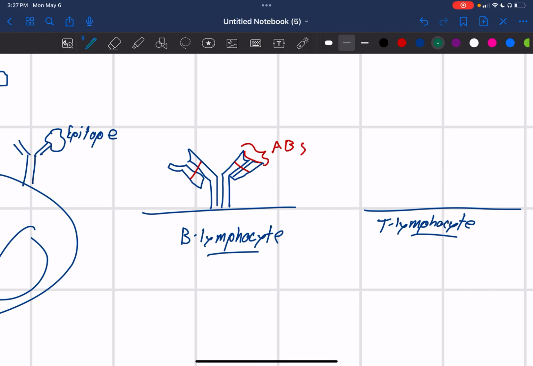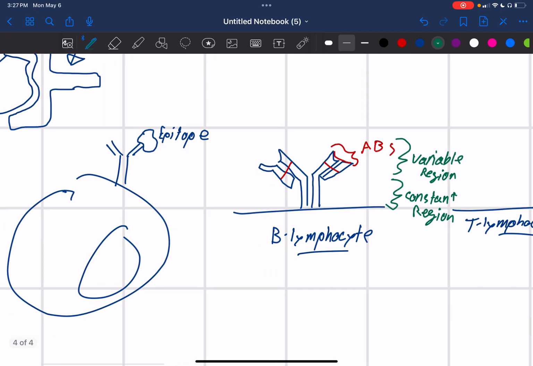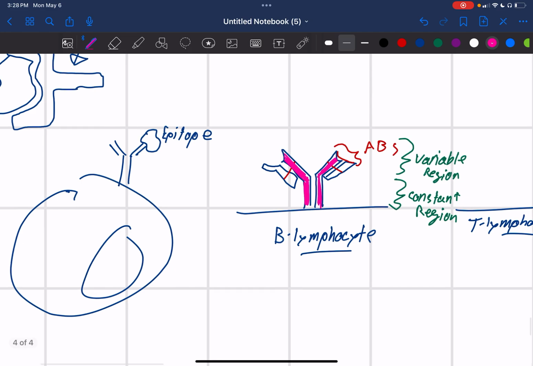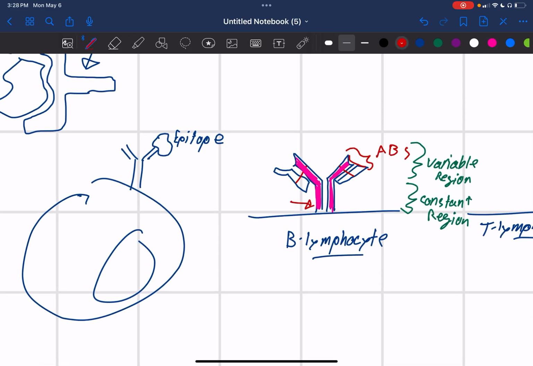So we have two different types of regions. We have what is called the variable region, and then we have the constant region. The variable region is going to be the region on top. The constant region is going to be the region on bottom. Top and bottom, right? So we also have what is called the heavy chain. The heavy chain is going to be this part, and it is essentially the core, right? Heavy chain. And then we also have what is called the light chain.